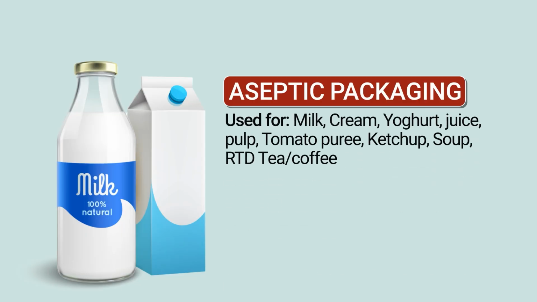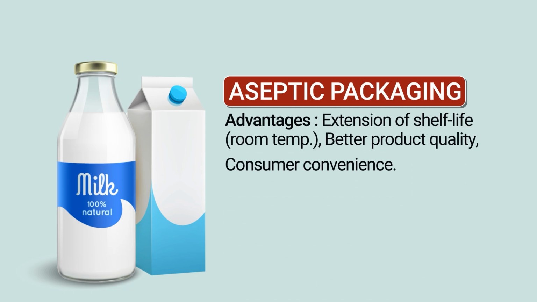This aseptic packaging can be used for milk, cream, other dairy products, then juice, pulp, tomato puree, ketchup, soup, ready to drink tea or coffee. This aseptic packaging helps to extend the shelf life of the product, and the products are shelf stable. That means you can keep the product at room temperature unless you open that container. It can also give better product quality and consumer convenience, but there is a disadvantage also because it involves high cost and it is not suitable for all types of food products.